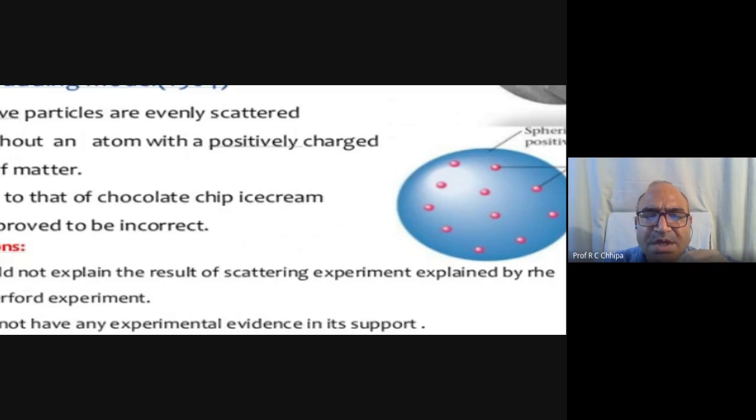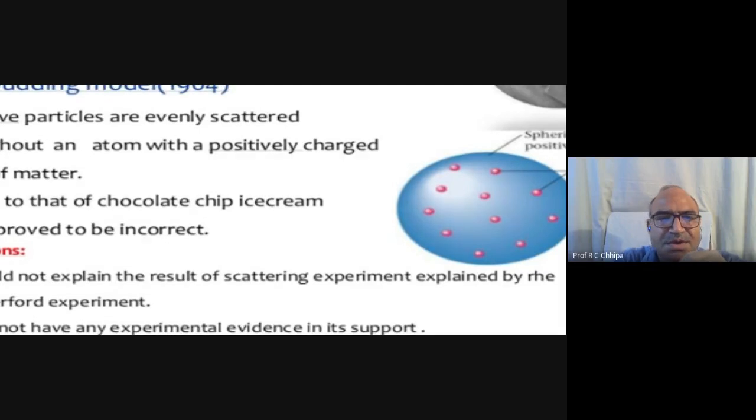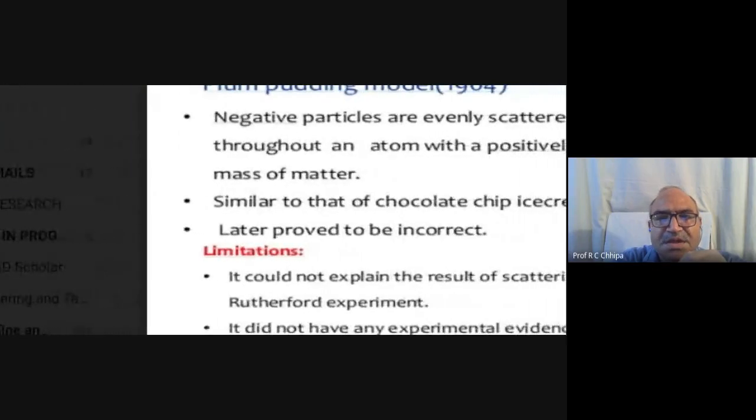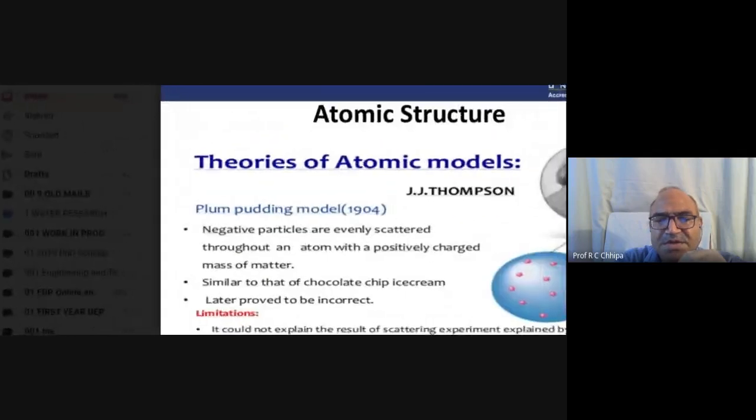In a pudding, or say in ice cream, there are choco chips, and we get those chips, so that is the identity of the ice cream. When we take the ice cream, there are choco chips in a certain space. Similar to that, this model is called the pudding model. Here we can see the plum pudding model, and this was given in 1904.